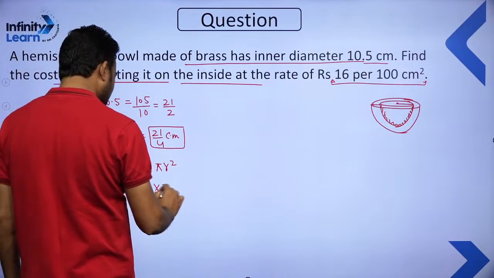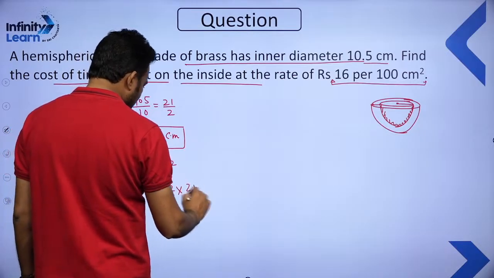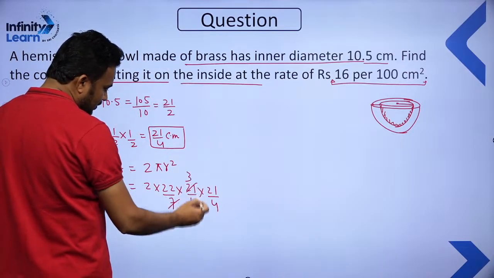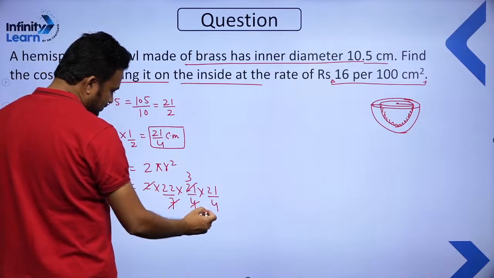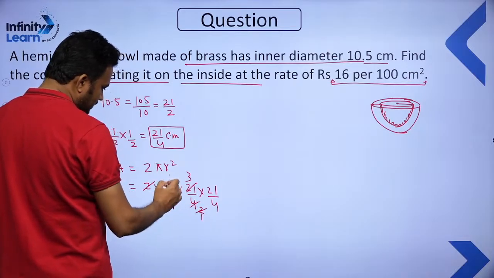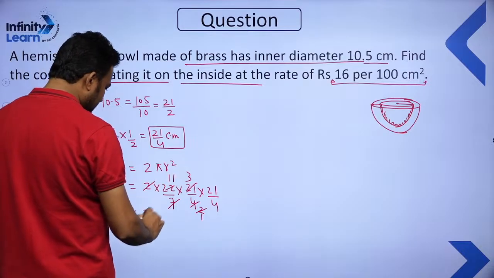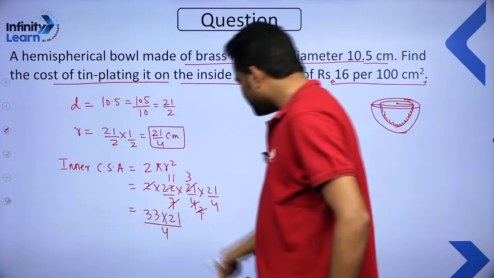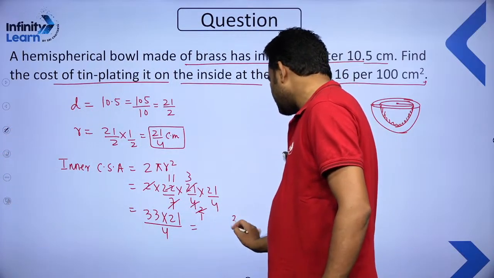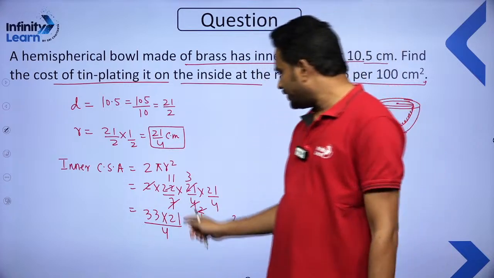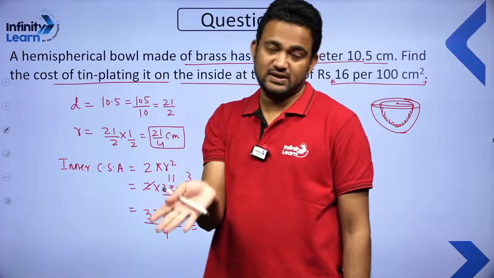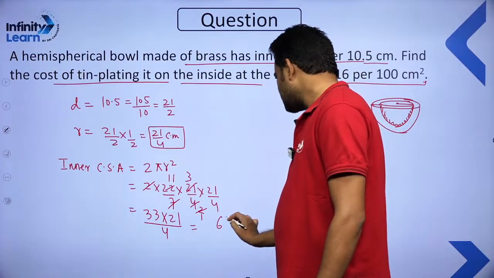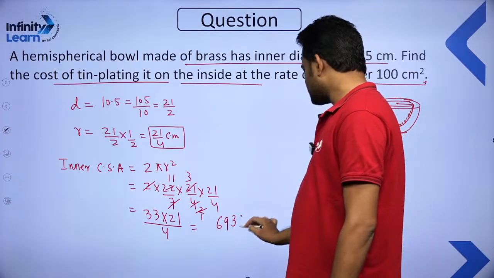So 2 into 22 by 7, and r square means 21 by 4 into 21 by 4. Let us simplify this. 7 3s are 21, 2 2s are 4, 2 1s are 2, and 11. So we'll get 11 into 3 is 33 into 21 by 4. So 21 into 3 is 63, and 63 plus 6, because we got the carry 6, that is 69. So 693 centimeter square.